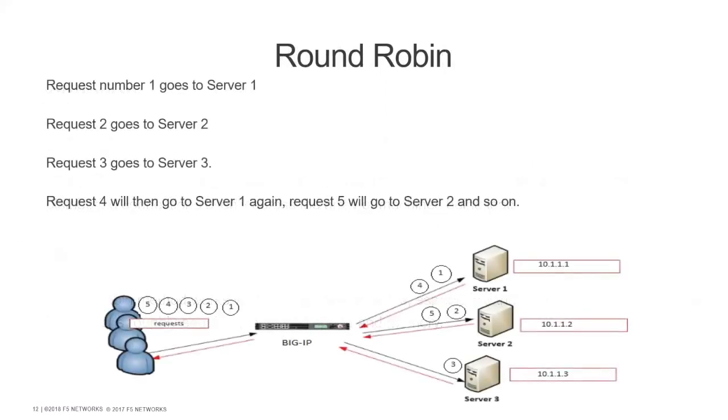So here is an example of a round robin. The clients on the left are making 5 requests. So request number 1 goes to server 1, request number 2 goes to server 2, request number 3 to server 3, and then request number 4 back to server 1, request number 5 back to server 2, and so on and so on. Very simple method.